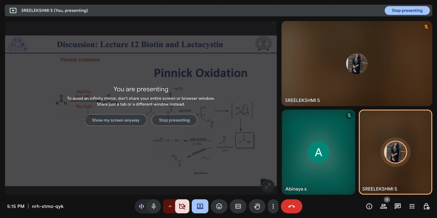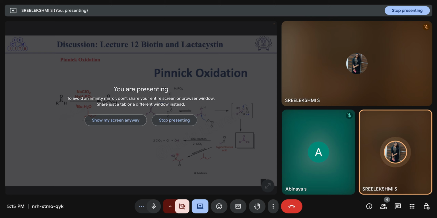So if this side reaction is happening, this formation of chlorous acid will not happen and the reaction cannot proceed further. So for that we are adding this alkene. Any alkene is okay. What will happen is, instead of performing this side reaction, whatever hypochlorous acid is forming will react with the alkene we are using and it will undergo this type of addition to form this byproduct.